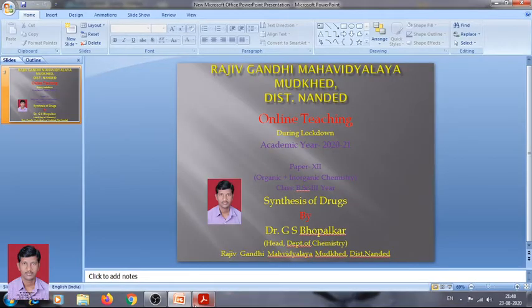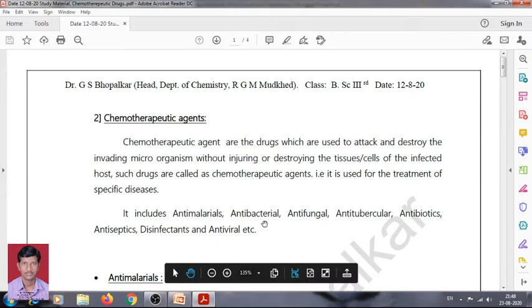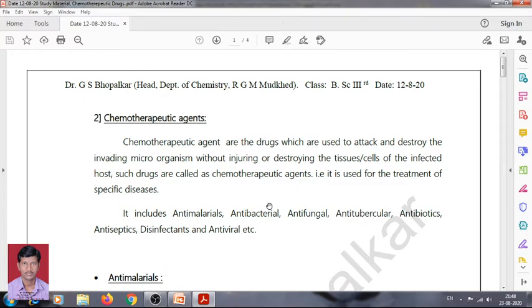In the last period, we have already discussed the introduction and classification of drugs, as well as the functional drugs. Now today we will discuss a new point from the same topic, that is synthetic drugs, that is chemotherapeutic agents or chemotherapeutic drugs.